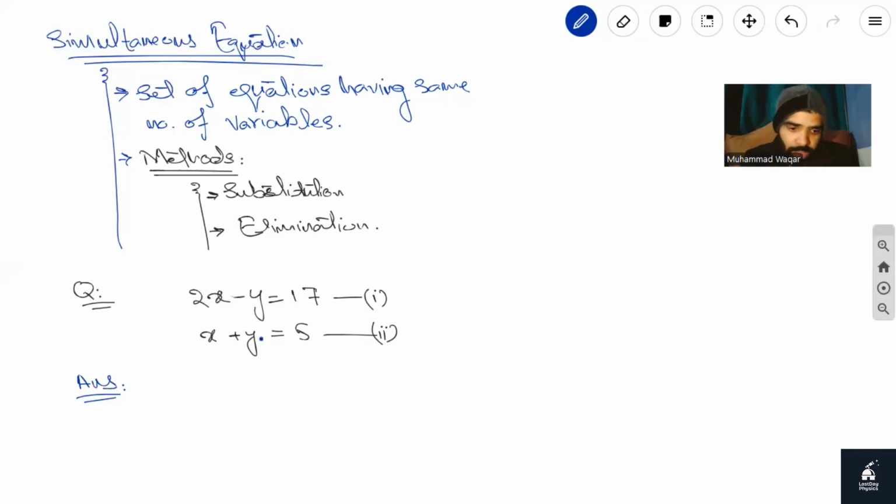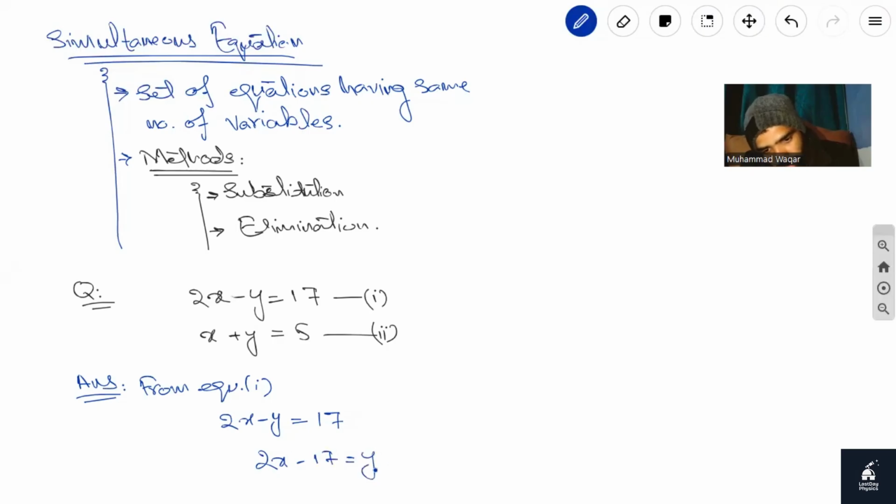If we are given these two equations, we can use one of the two equations. Let's say I use the first equation. So from equation 1, as equation 1 is 2x minus y equals 17, I can make y the subject of this equation. Pretty easy. If I make y the subject, you do know that you have to take y to the other side and 17 to this side. So clearly 2x minus 17 is equal to y.